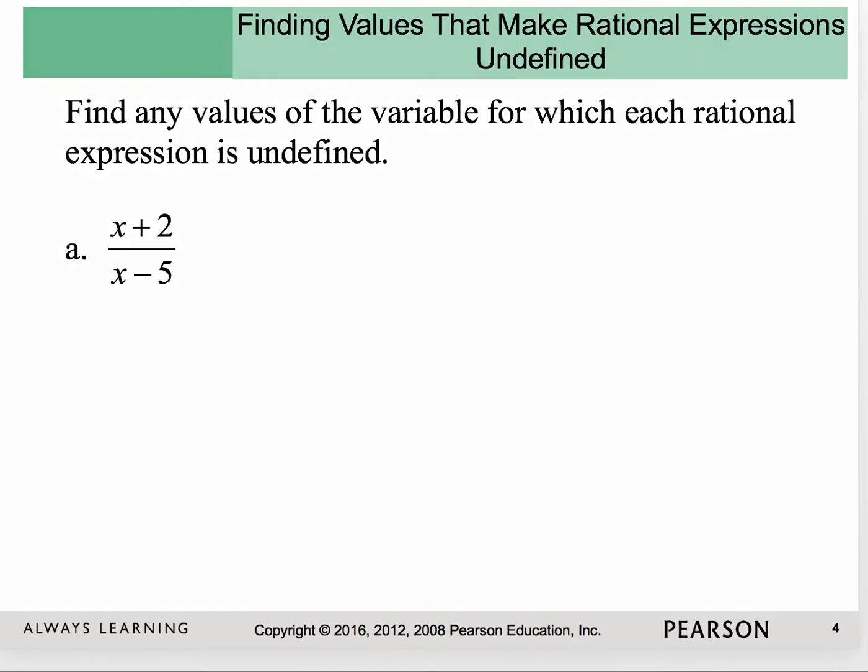Okay, so like this one, it says find any values of the variables that make this undefined. All that means is make the denominator equal 0 and then solve that equation, if we add 5 to both sides. So x equals 5. So you've got to say x cannot equal 5, right? Now be careful how it's worded. If it says find the value, it's 5, right? Or it might ask you to say, you know, x is not equal to 5.